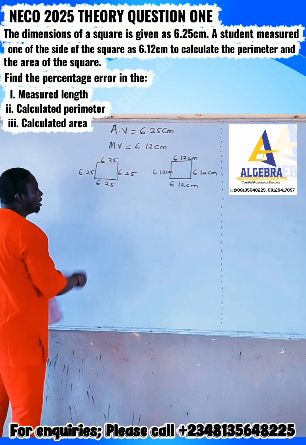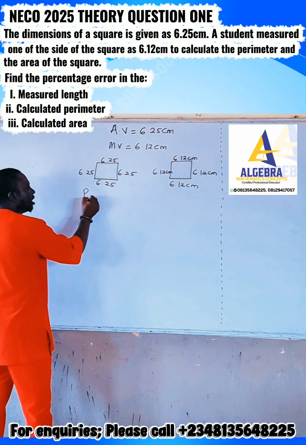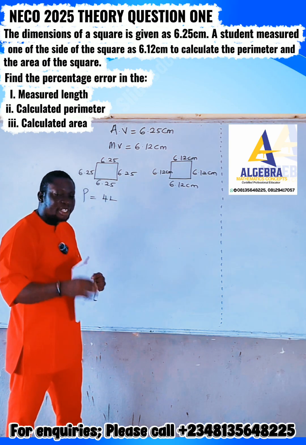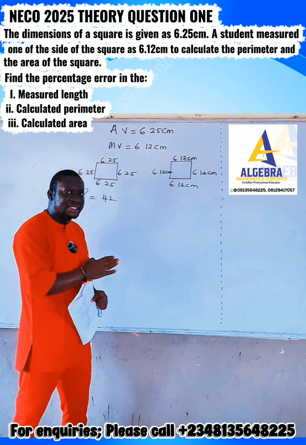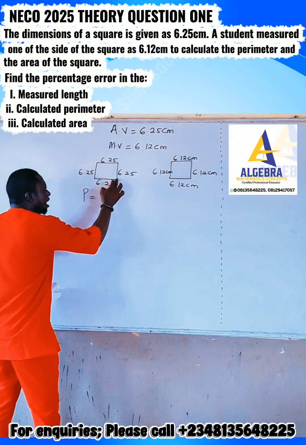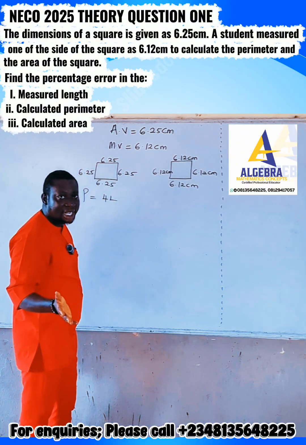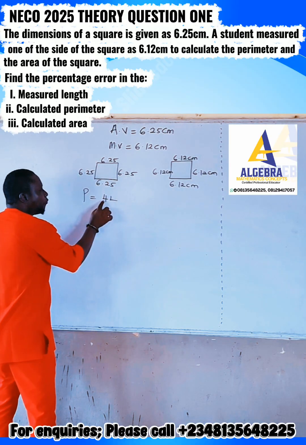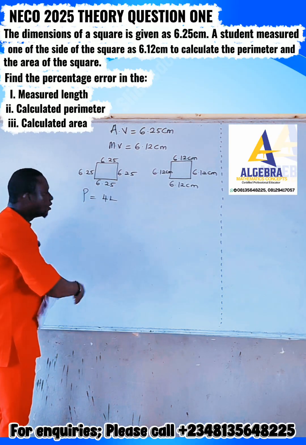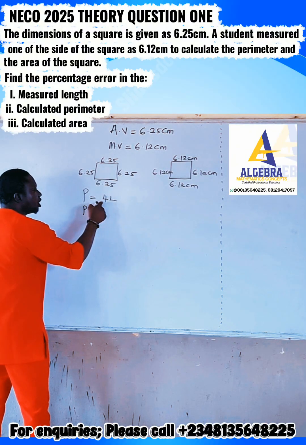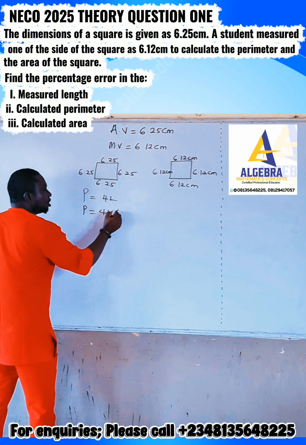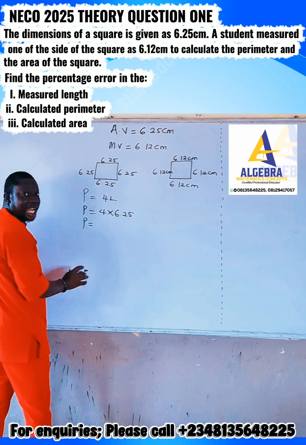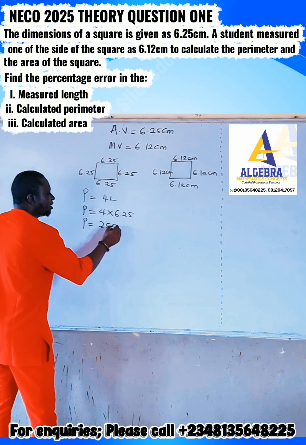Now, the perimeter of a square is 4L, that is 4 times the length. Perimeter is the summation of all the sides: this side, this side, this side, this side. So 4 times the length will give me the perimeter. Perimeter is equal to 4 times 6.25, so I have 25 cm here.